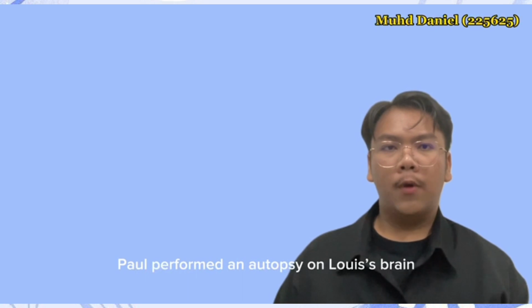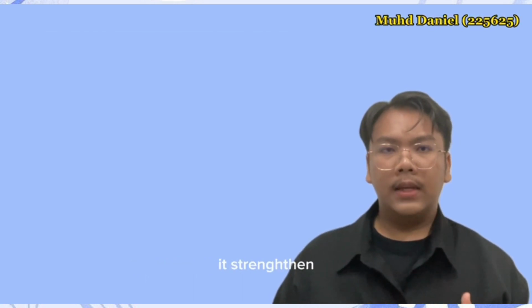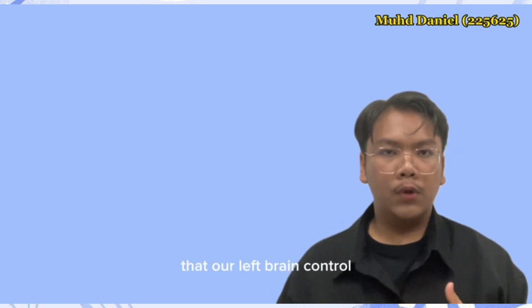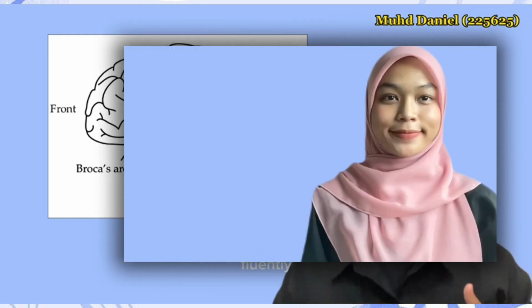After his death, Paul performed an autopsy on Louis' brain and found damage around his Broca's area. From this case, it strengthened the documentation that our left brain controls our speech ability and Broca's area is the main area in producing language fluently.